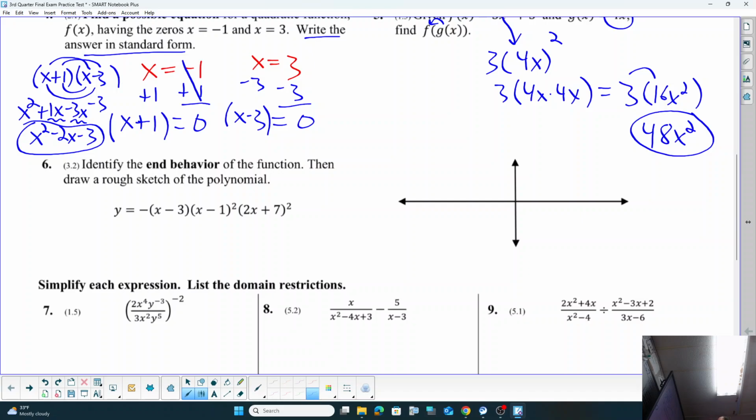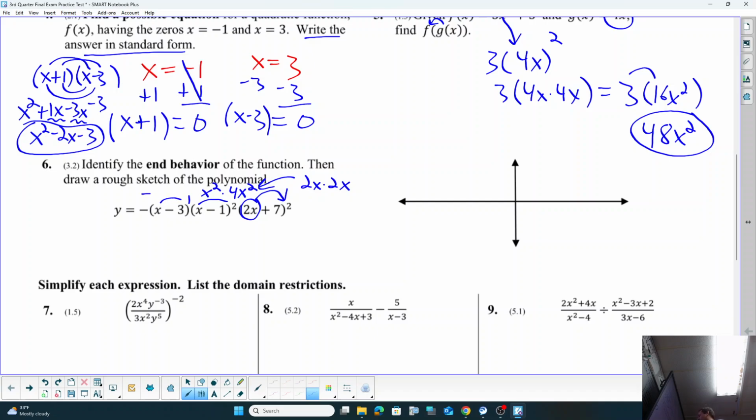Okay, identify the end behavior of the function and draw a rough sketch of the polynomial. So end behavior, let's see. So we have 2x squared. So that's 4x squared, because 2x times 2x is 4x squared. This one is just an x squared, and this one is just an x to the first power.